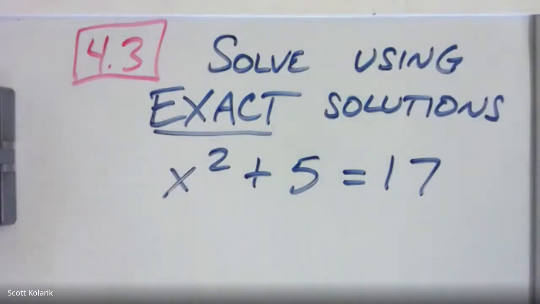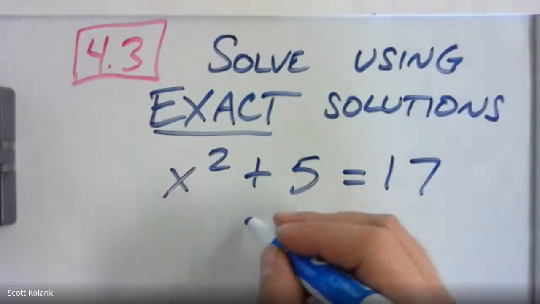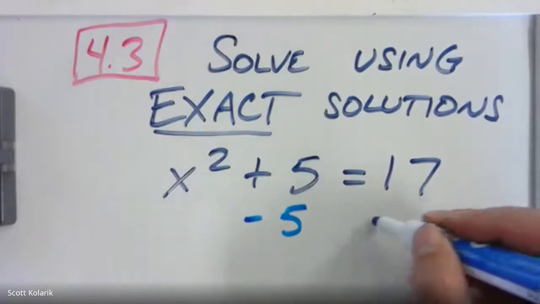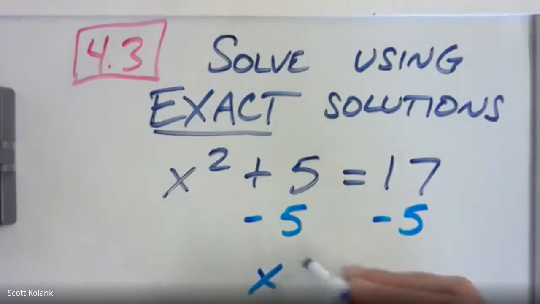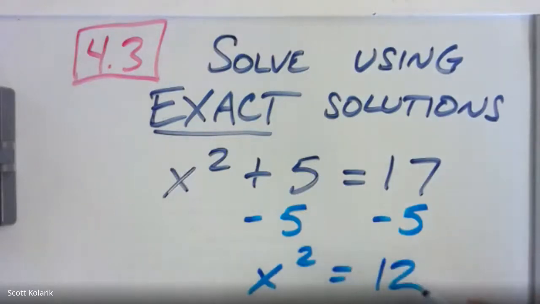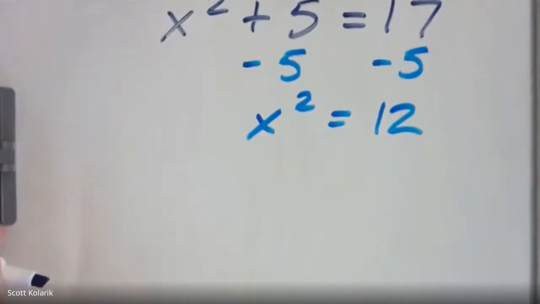So we're going to start by doing an inverse operation and moving this 5 to the other side of the equation, by doing the opposite of the addition, which is subtraction. If I subtract that 5 from both sides, I get this result. X squared equals 17 minus 5, or 12. Okay, so I have gotten this X squared isolated.